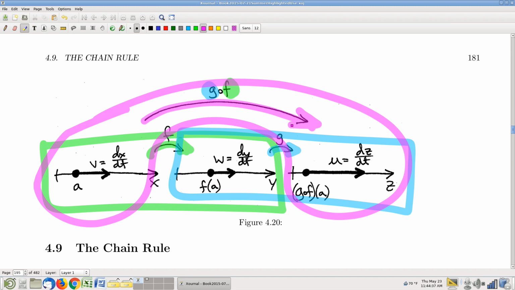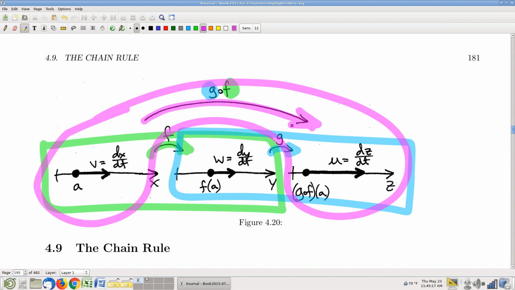How do you use derivatives to take changes in x and infer changes in y? Well, we use the derivative of f. The derivative of f is a relationship between x's and y's. But let me say that a little bit more specifically. Multiplication by f prime. The derivative is the factor that you multiply to get from x velocity to y velocity. All right, how do we get from y velocity to z velocity? Well, again, we multiply by a derivative. This time we multiply by the derivative of g.